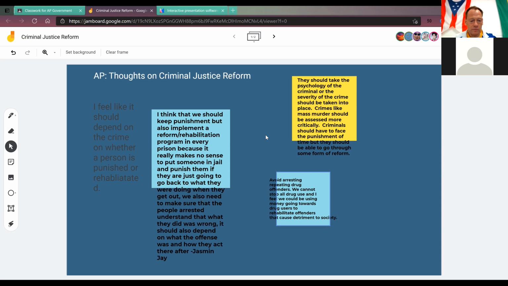I said that they should implement a mandatory reform program in every prison because some people need different types of reformation, you know? Some people may not see any problem at all with killing someone. They might think of the world as survival of the fittest.